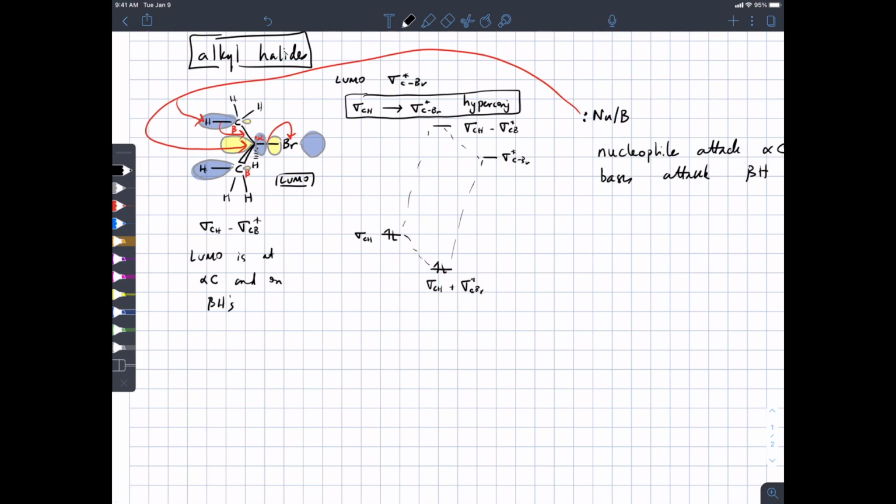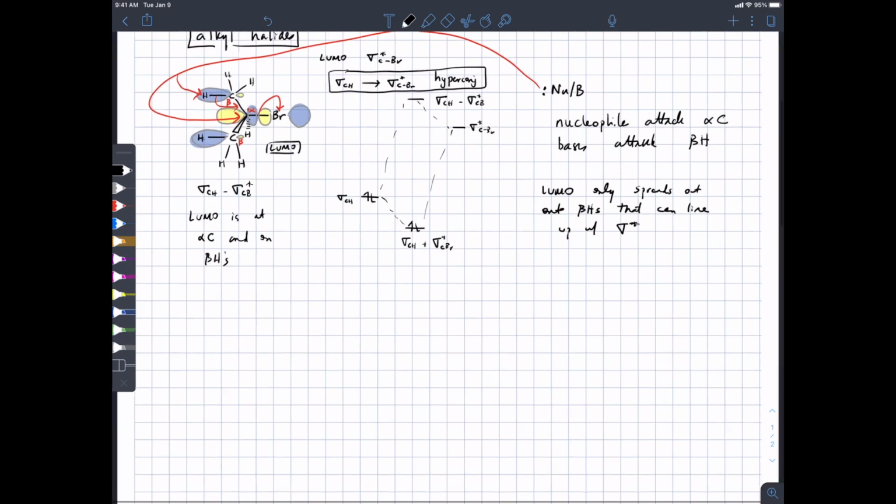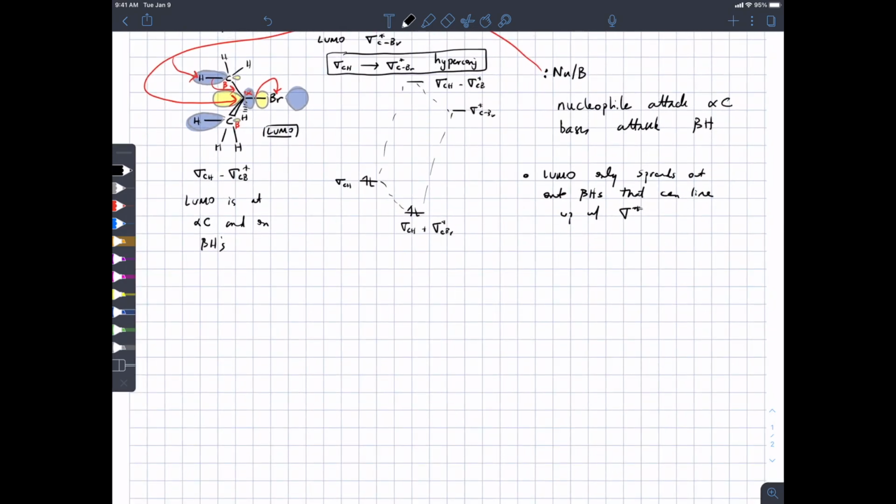Hyperconjugation only works, the LUMO only spreads out onto beta protons that can line up with the sigma star. Okay? And this is what we've talked about before, side-by-side overlap for orbital mixing works best when orbitals are parallel or lined up with each other, not perpendicular.